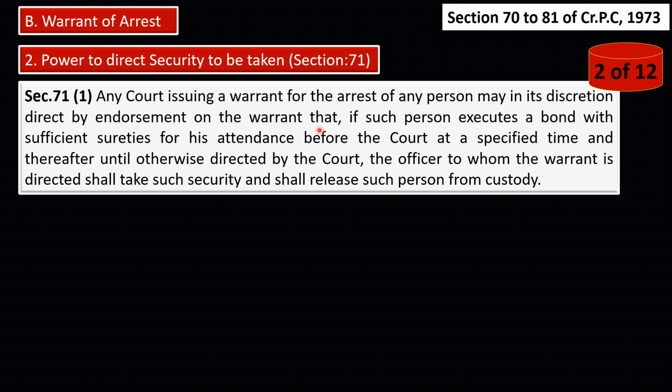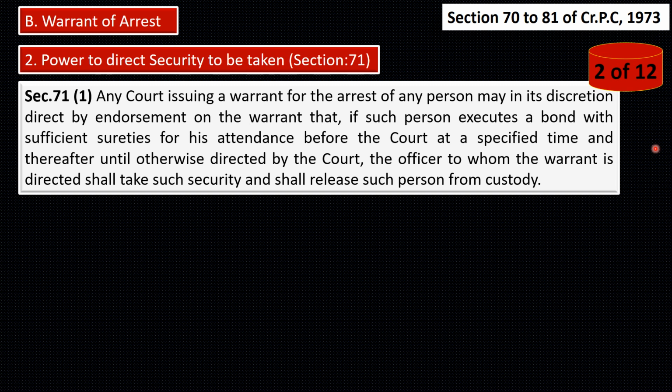endorsement on the warrant that if such person executes a bond with sufficient sureties for his attendance before the court at the specified time and thereafter, until otherwise directed by the court, the officer to whom the warrant is directed shall take such security and shall release such person from custody.